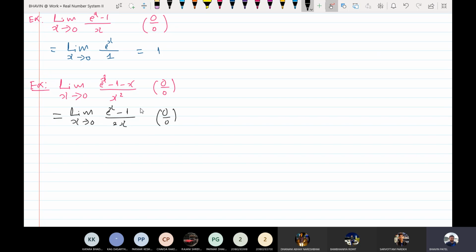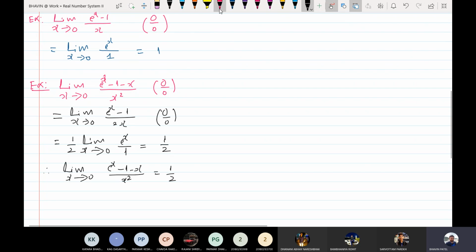Okay, e raised to 0 is 1, 1 minus 1 is 0. So now 1 upon 2 is constant, so I can take it outside of this limit. And derivative of e raised to x is e raised to x, and derivative of x is 1. Derivative of 1 is 0. So now if you take x equal to 0, your answer is 1. So whole answer is 1 by 2. Therefore limit x tends to 0, e raised to x minus 1 minus x upon x square is equal to 1 by 2. Okay.